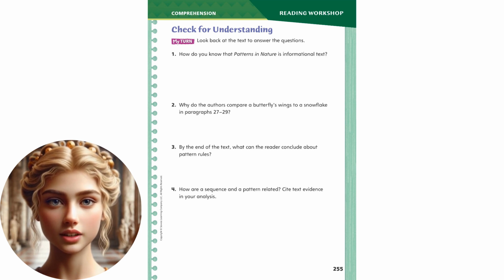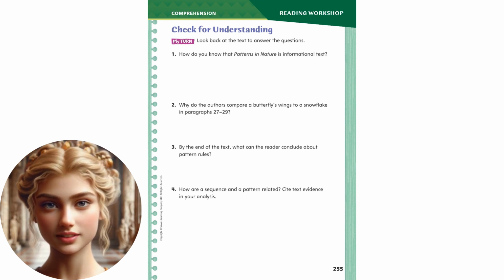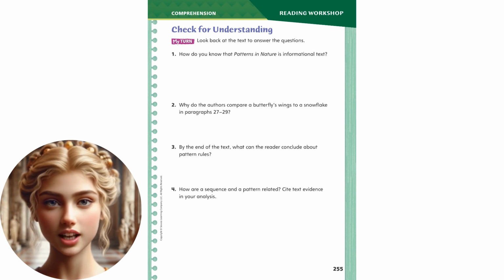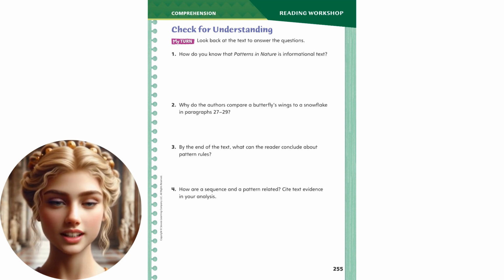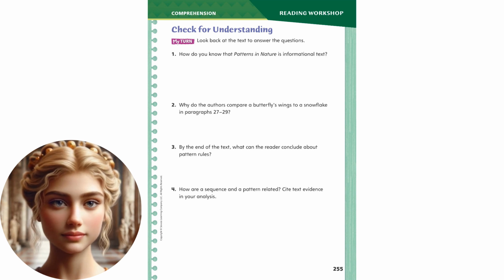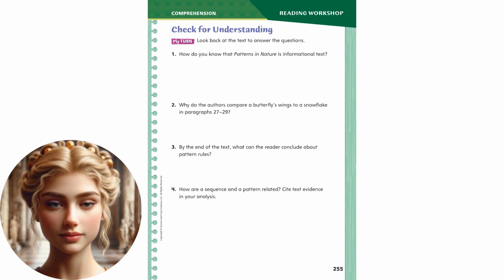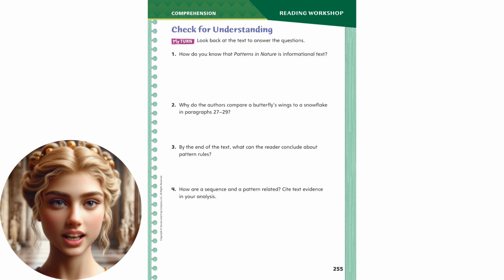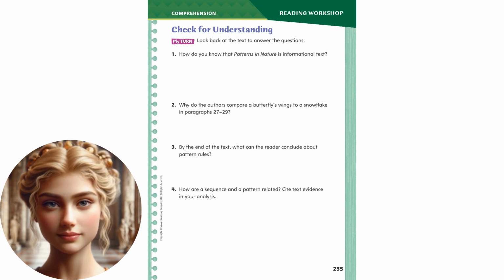Why do the authors compare a butterfly's wings to a snowflake? The authors compare them to show that both are the same on both sides. This is called symmetry. What do we learn about pattern rules by the end of the text? We learn that pattern rules help explain how things are arranged, like colors or shapes repeating.